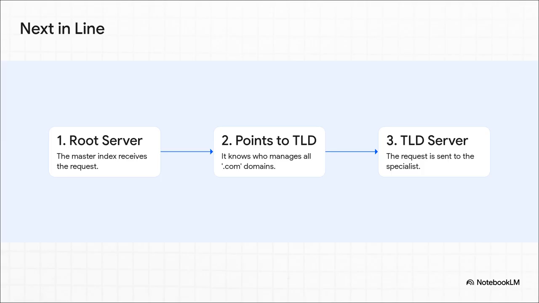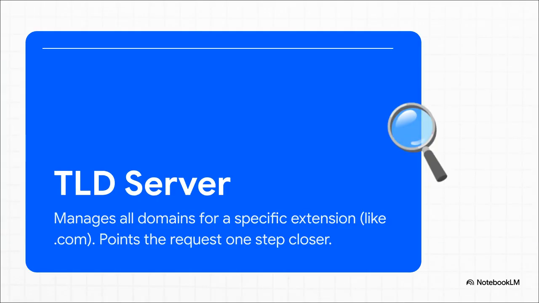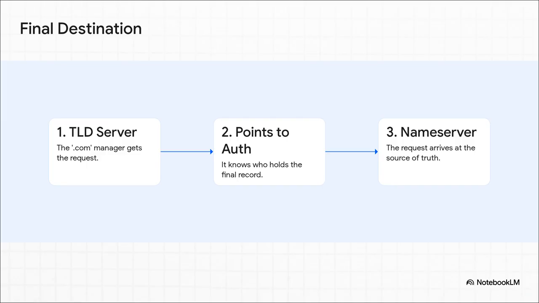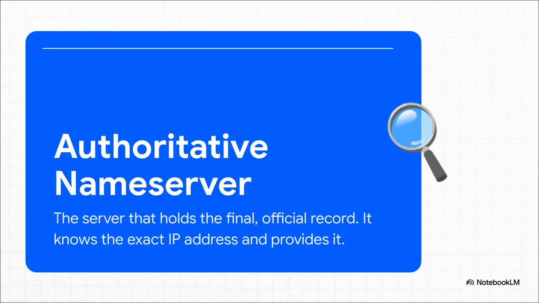And then it points your resolver in the right direction to the very next server in the chain, the TLD server. TLD, that just stands for top-level domain, and this server is a specialist. It manages all the information for a specific domain ending, whether that's .com, .org, .gov, you name it. It's like we've gone from the main library index to the specific shelf that holds all the .com books. Okay, so the .com TLD server still doesn't have the final IP address, but it knows who does. It looks up theexplainer.com in its records and points the resolver to one final destination, the authoritative name server for that specific domain.